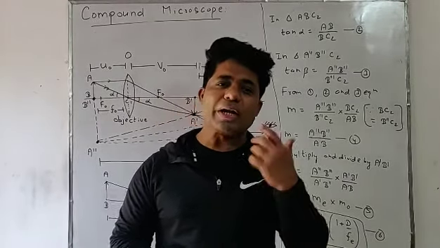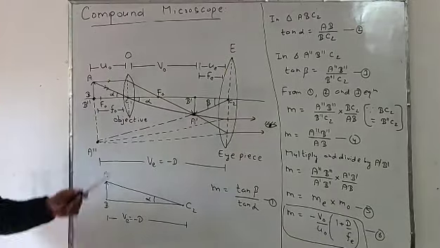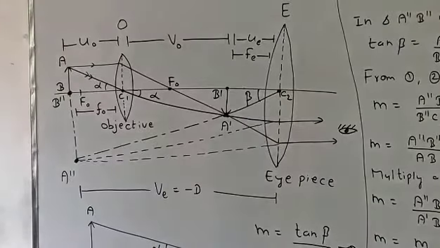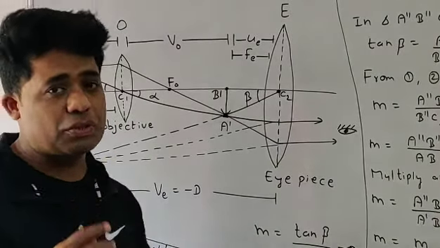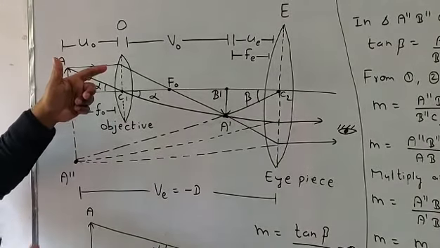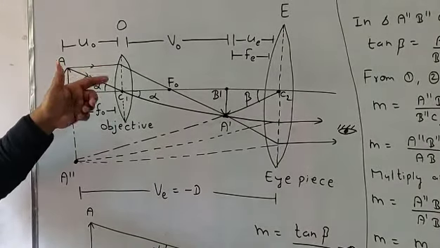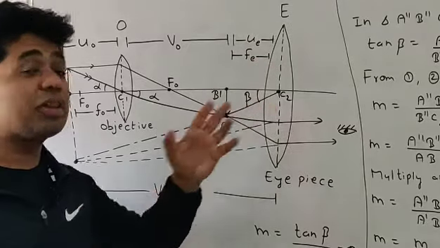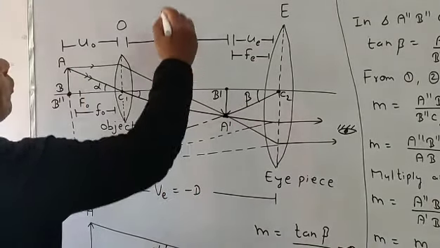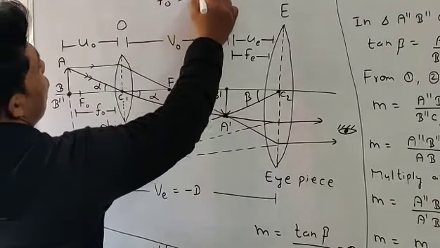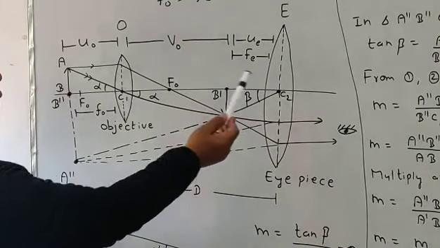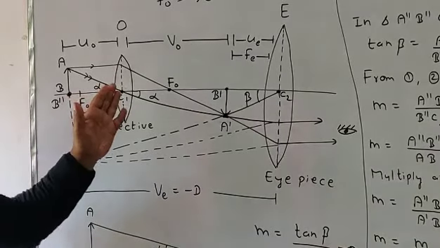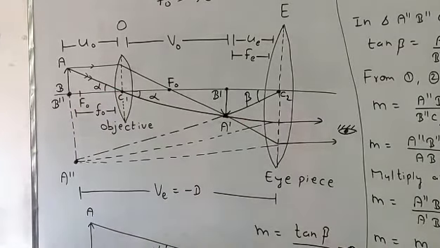Okay students, let's start the construction part. As you can see in the diagram, it consists of two lenses. Two convex lenses: objective lens O with small focal length and eyepiece lens E with large focal length. The focal length of the objective is smaller than the focal length of the eyepiece.